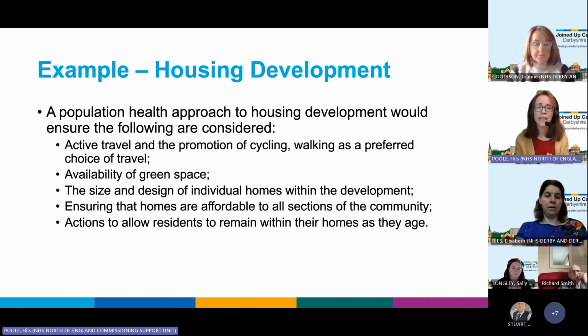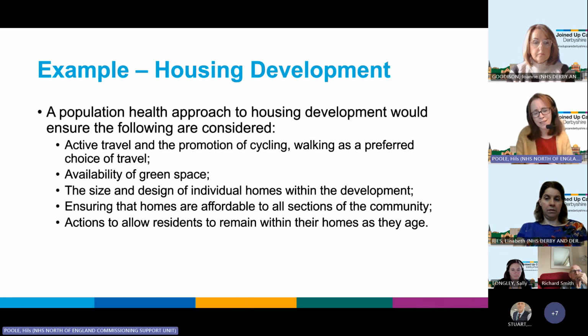So one example is housing development. A population health management approach to housing development would consider things like how easy it is to travel from where the housing development would be, whether or not there are routes where you could walk from where you are to shops and all sorts of things like that. It wouldn't, for example, require you to have to drive to get from where the housing development is to access services. The green space that would surround it, the size and design of individual homes.